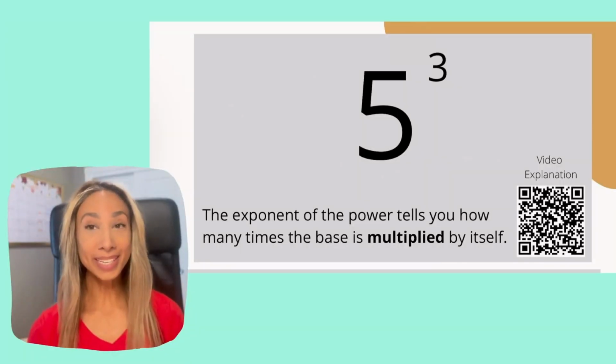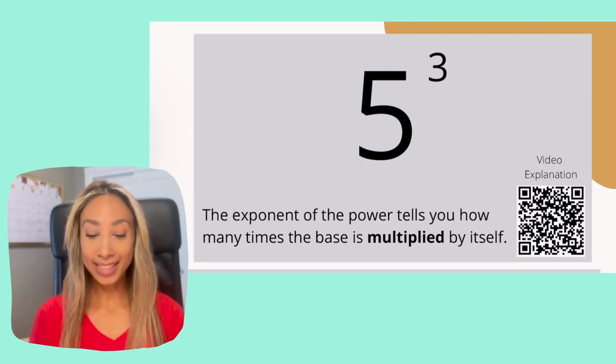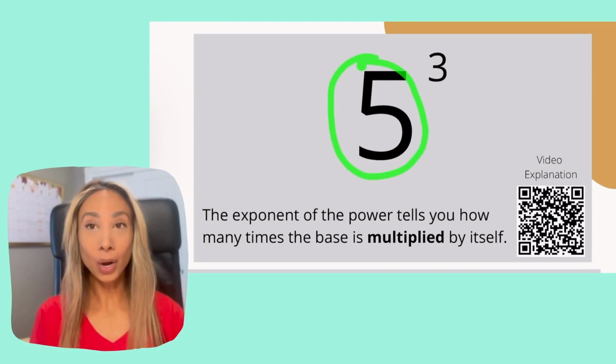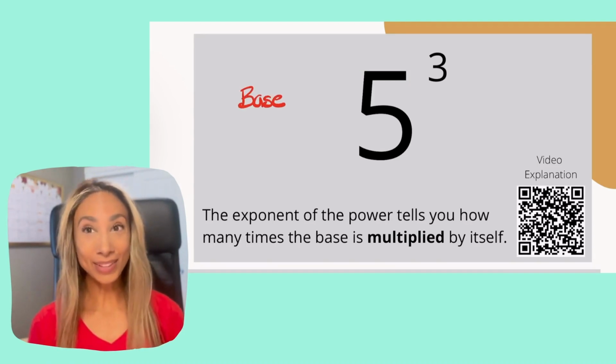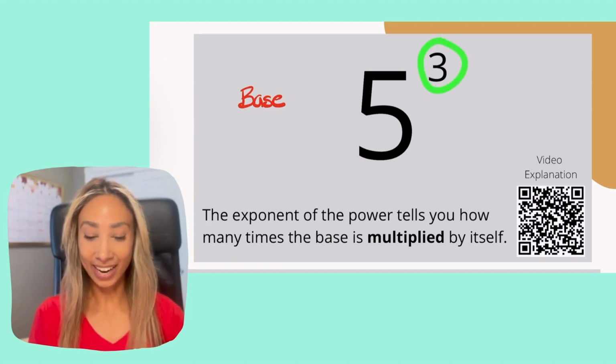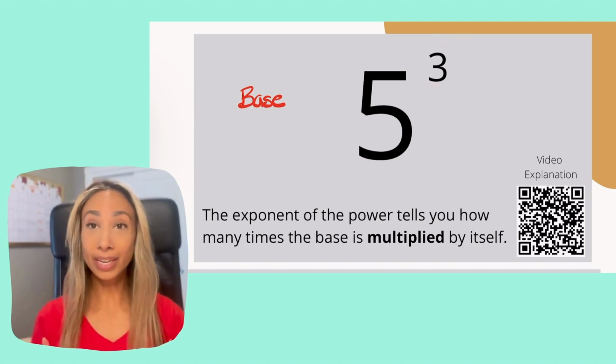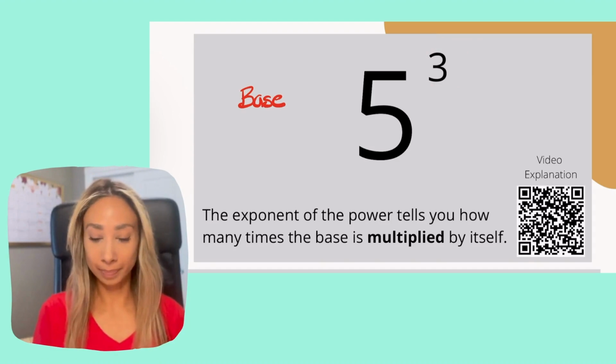Okay, so the first thing that we need to be aware of is what actually makes up the exponent. So the exponent is made up of the big number here, which is called the base. Then it has the small little number, which is this here. That is called the exponent, or you'll hear it interchangeably called the power.